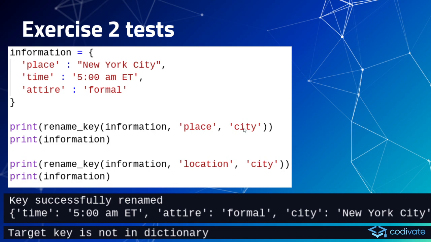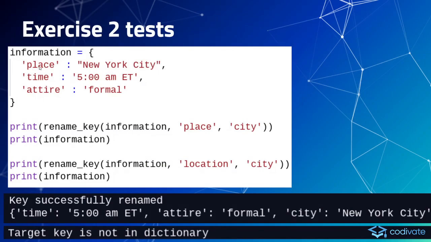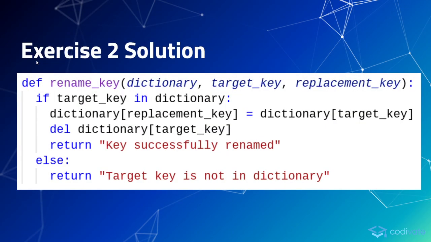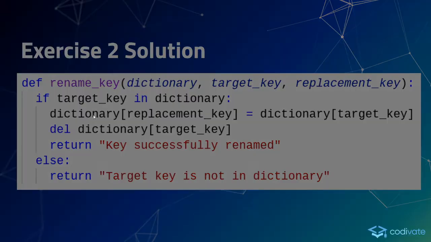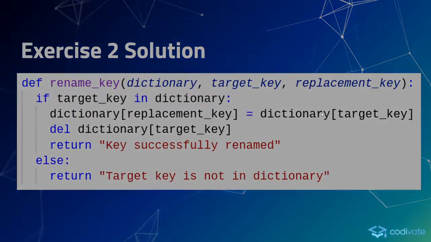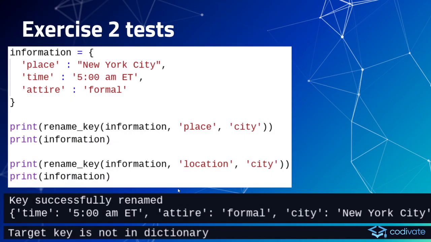So let's go back to our code and think about how it would do it. It would check if place is in the dictionary. Well, place definitely is in this information dictionary. Then what we're going to do is dictionary of city is assigned dictionary of place. What this will do is create a new key city and assign it the value of whatever place was. The value of place was New York City.